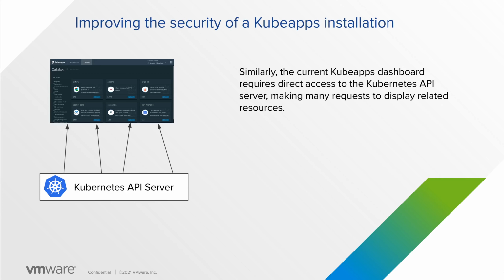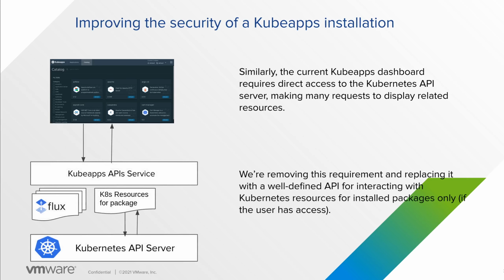In addition, what we want to do is improve the security of a Kubeapps installation. So currently, the Kubeapps dashboard requires direct access to the Kubernetes API server to make requests to display related resources for a package installation. Again, we're removing this requirement and replacing it with a well-defined API for interacting with Kubernetes resources for installed packages only, if the user has access.